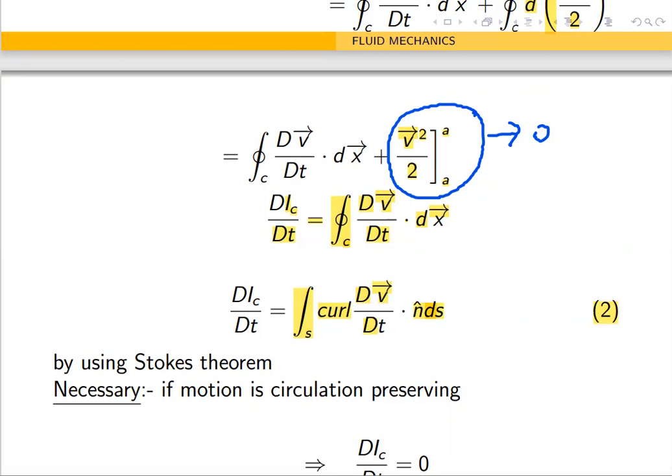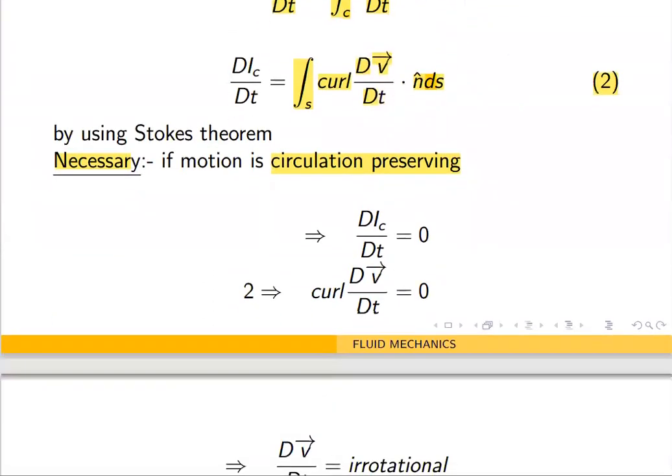Now let us take up the necessary part. What is given? The motion is circulation preserving. And what we have to prove? We have to prove that the acceleration is an irrotational vector. Since the motion is circulation preserving, that means dΓ by dt is 0. Circulation preserving means the circulation remains constant. That means the rate of change of Γ is 0.